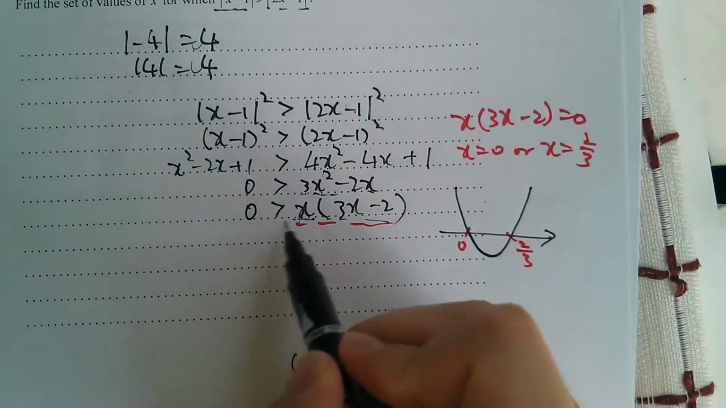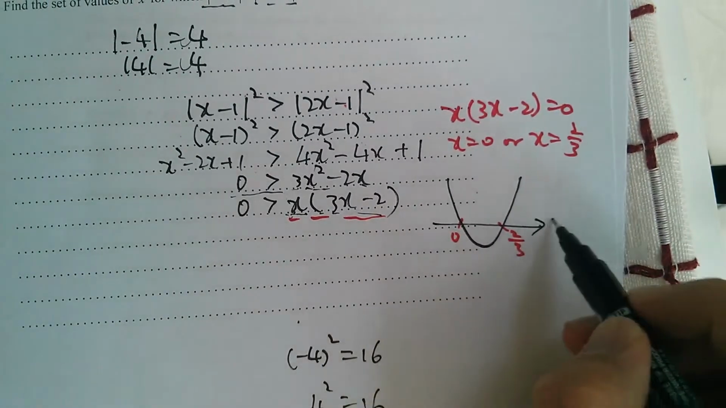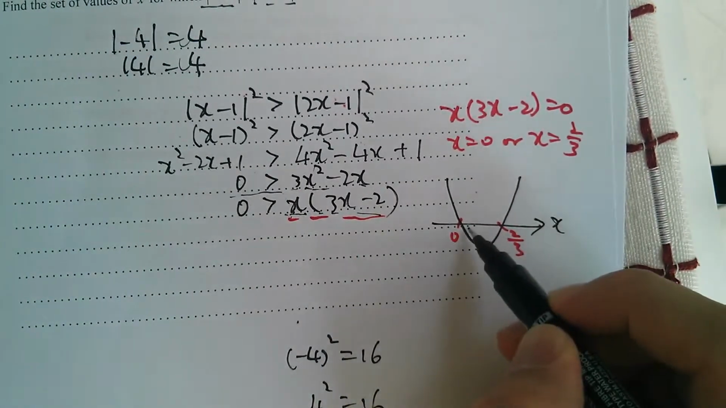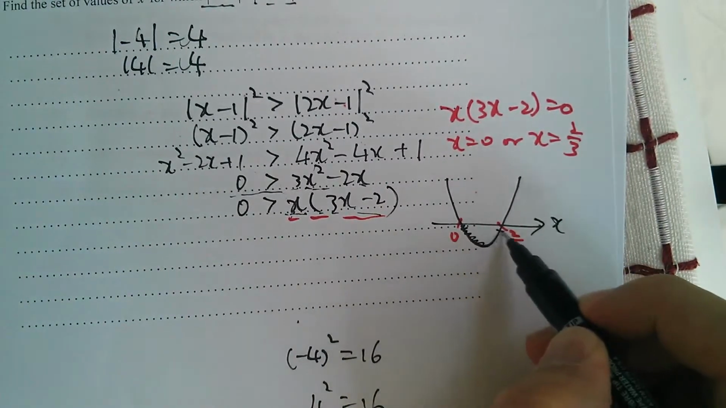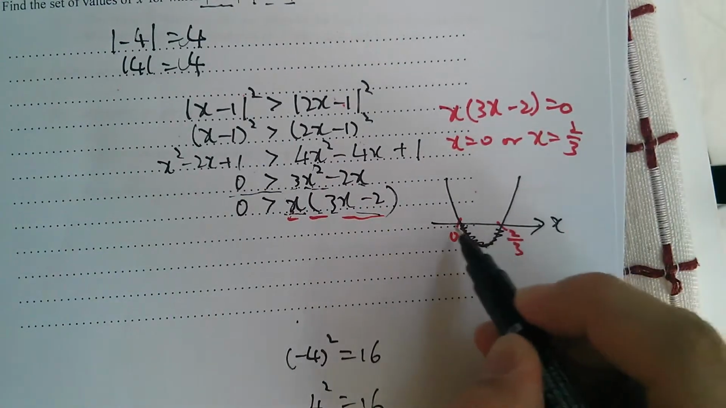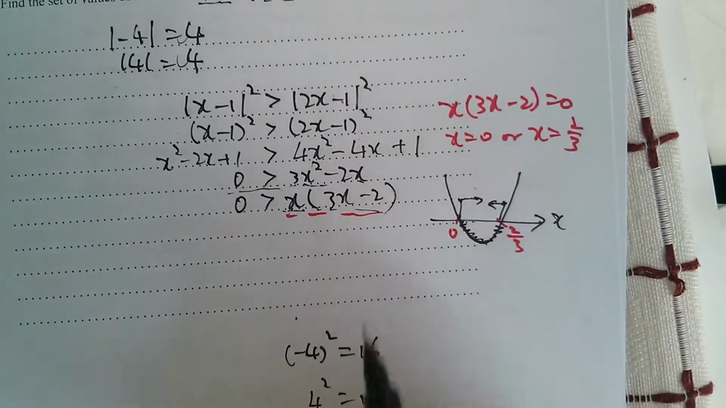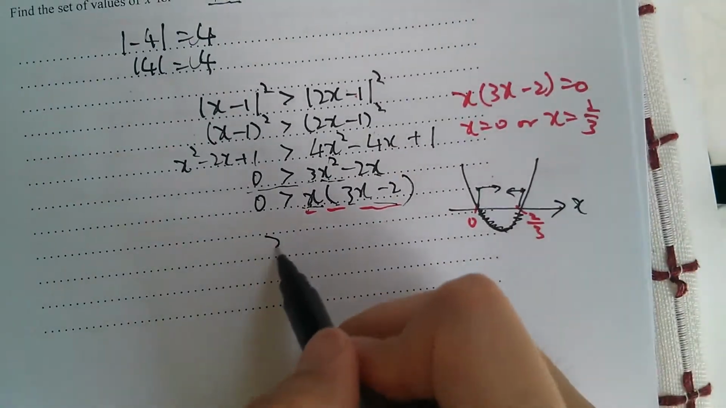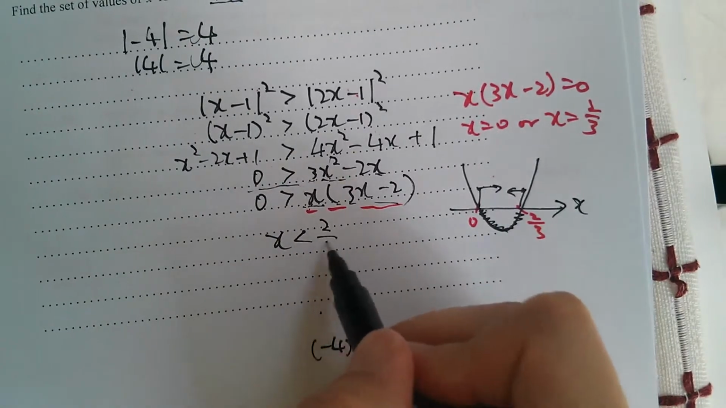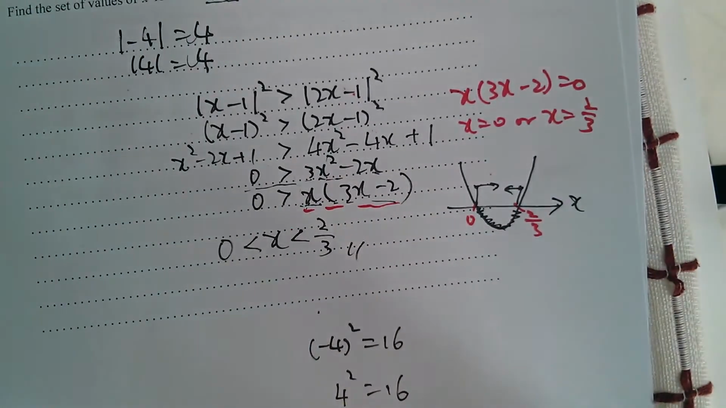What do you want? You want the quadratic to be less than 0. Less than 0 means lower than the x-axis. That basically means this part. To obtain this part, x should have value between 0 and 2 over 3. That's the answer. This is probably the best, fastest way of solving quadratic inequality. So done. This is our first question.